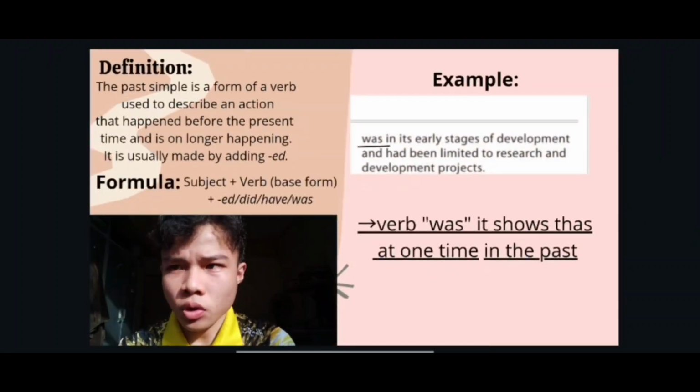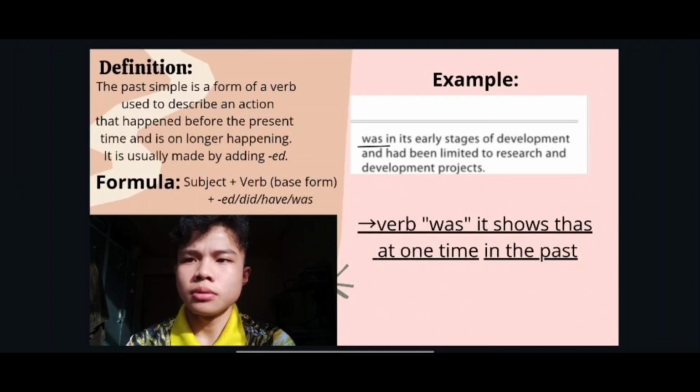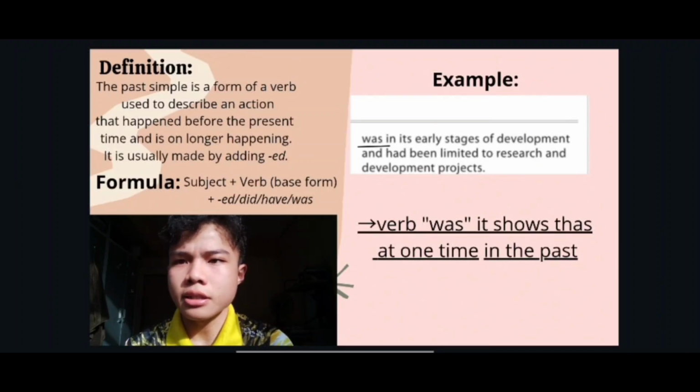So first and foremost, the past simple. Past simple is used to talk about a finished action or state in the past. Thus, the formula for past simple is subject plus past verb. So we can see here an example from the article.